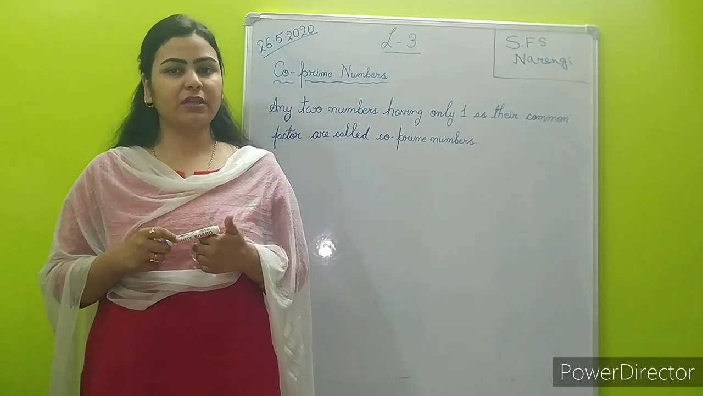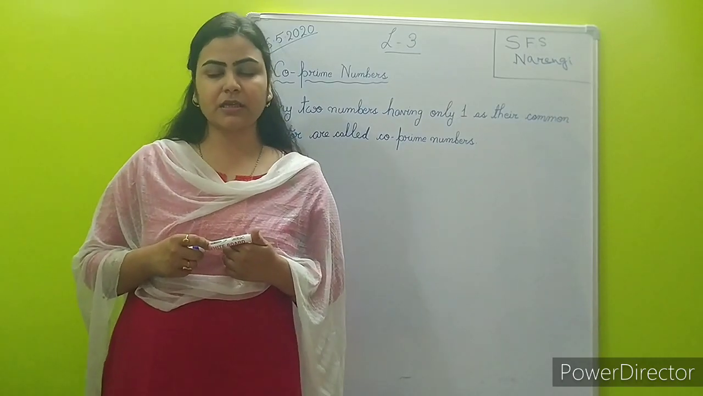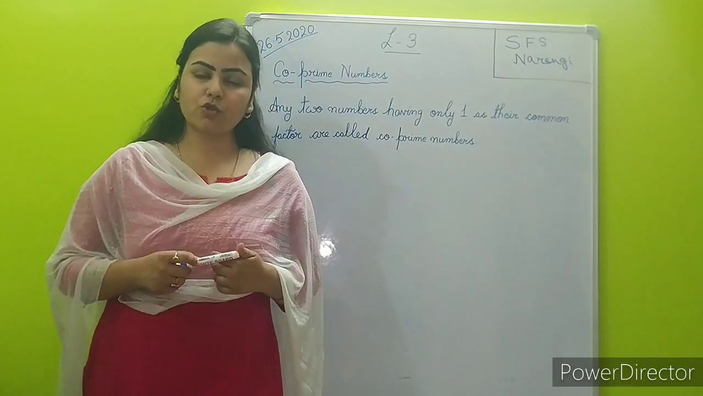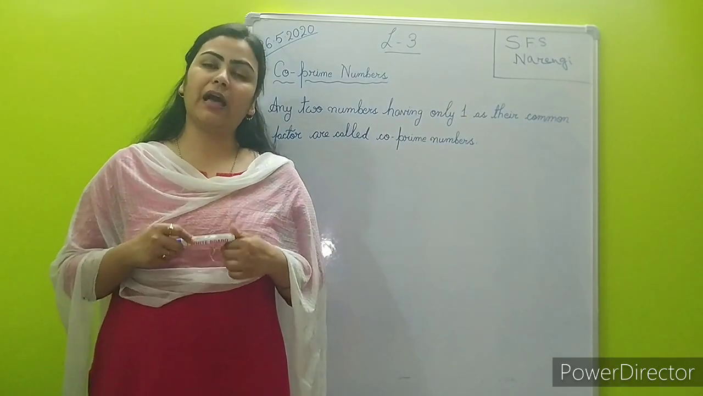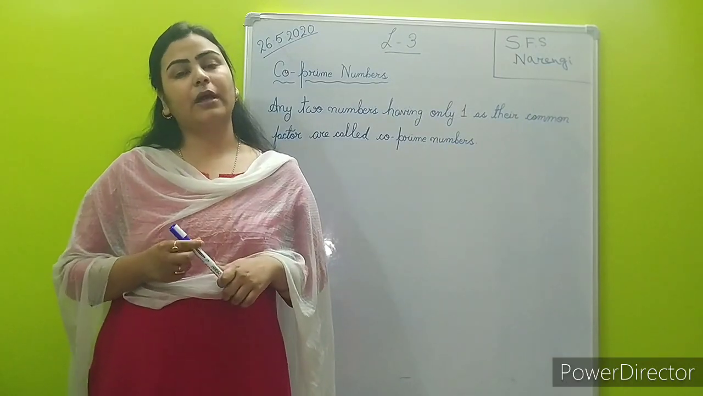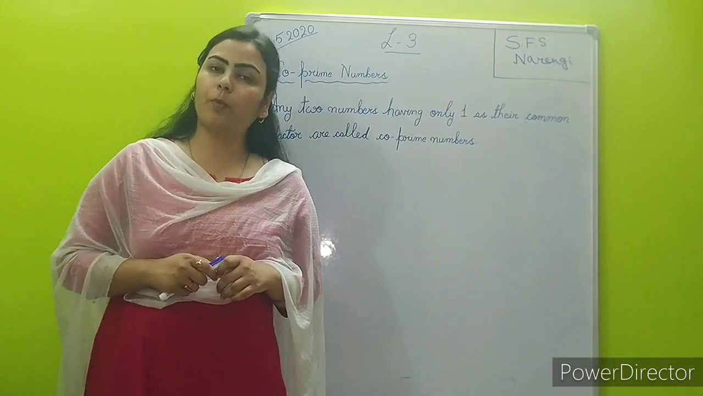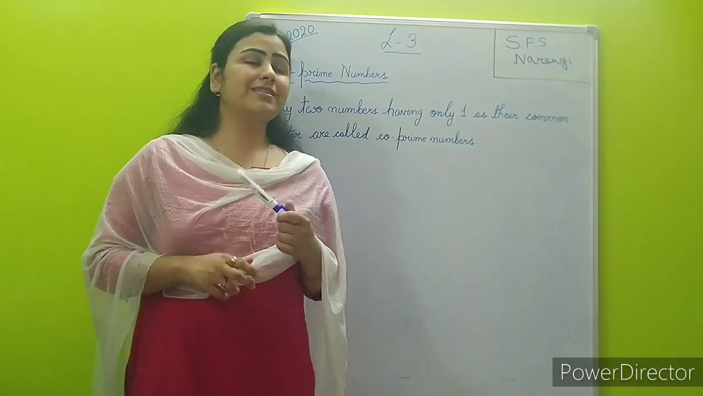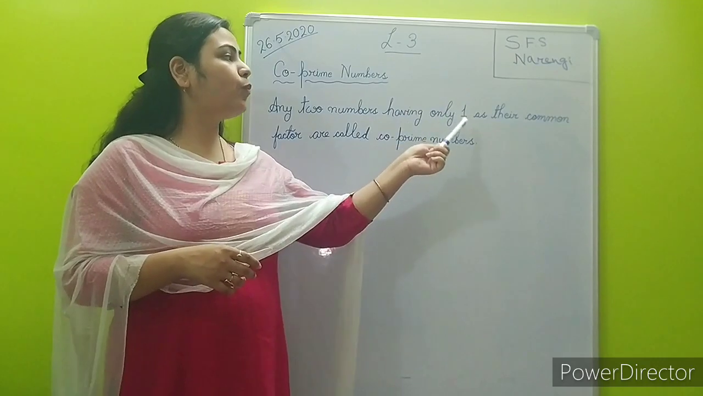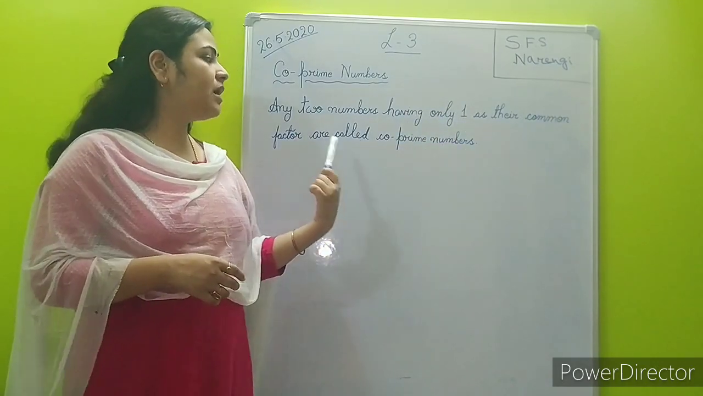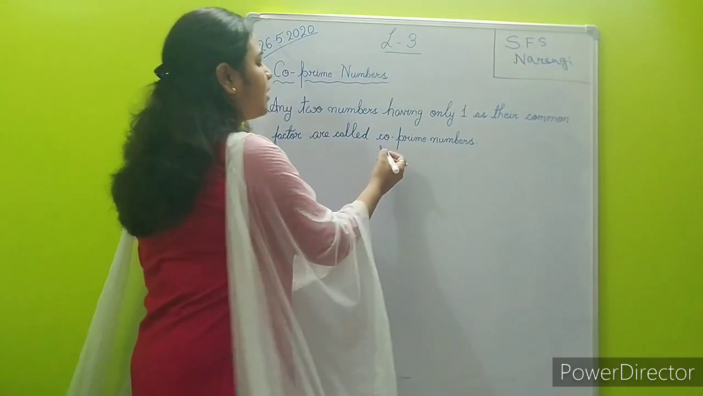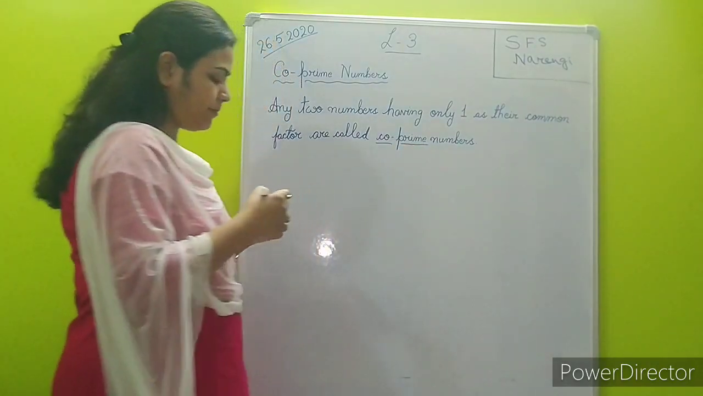In our last class, we did common factors and common multiples, so I hope you all remember what common factors are. Any two numbers which have only 1 as their common factor are known as co-prime. So, what's the definition? The definition is: any two numbers having only 1 as their common factor are called co-prime numbers.